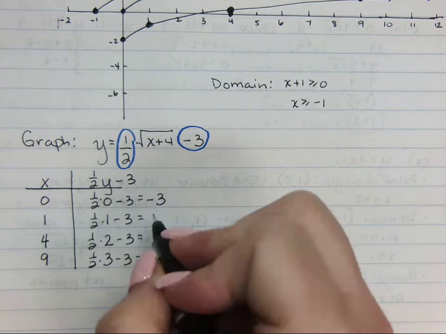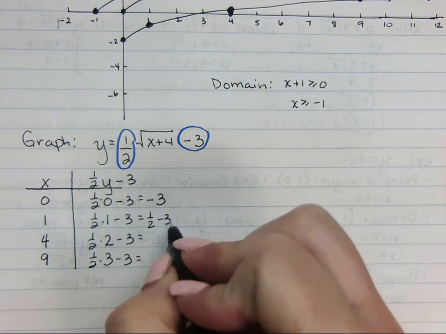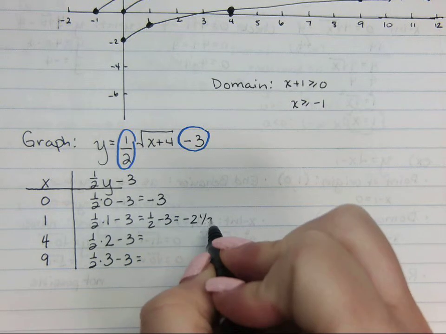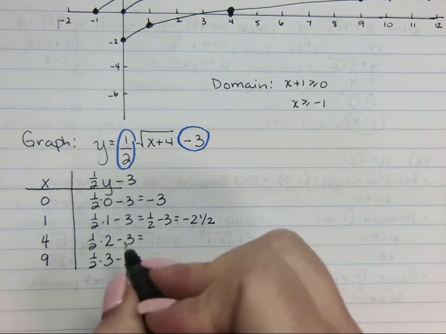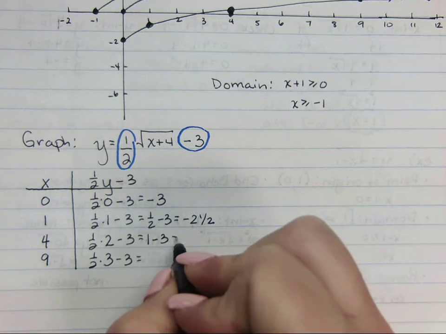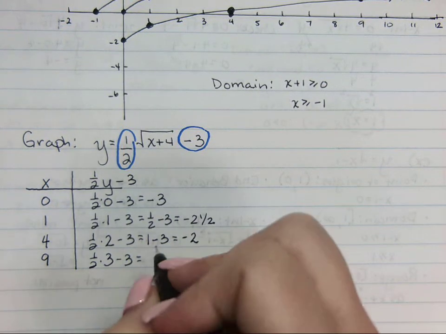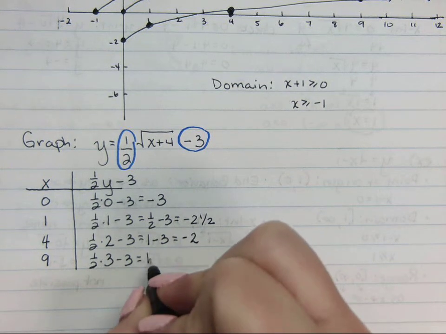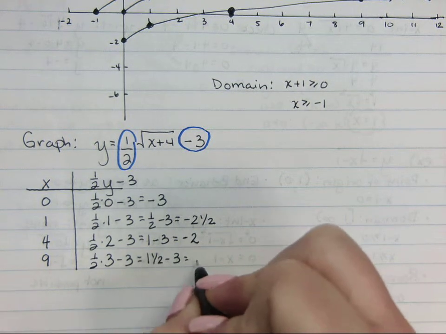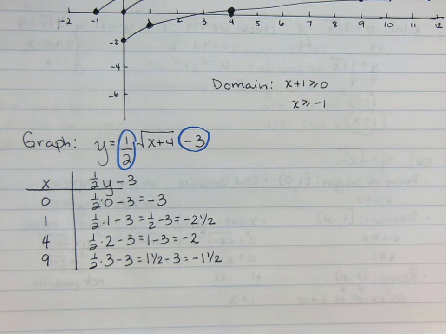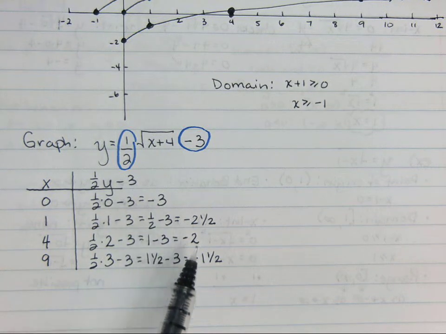And now this is going to be 1/2 minus 3, which is a negative 2.5. Right. This is going to be 1 minus 3, which is a negative 2. And this is the same as 1.5 minus 3, which is a negative 1.5. So we can look at these values here, right? And you can see how they're all manipulated. You can keep fractions, that's fine.